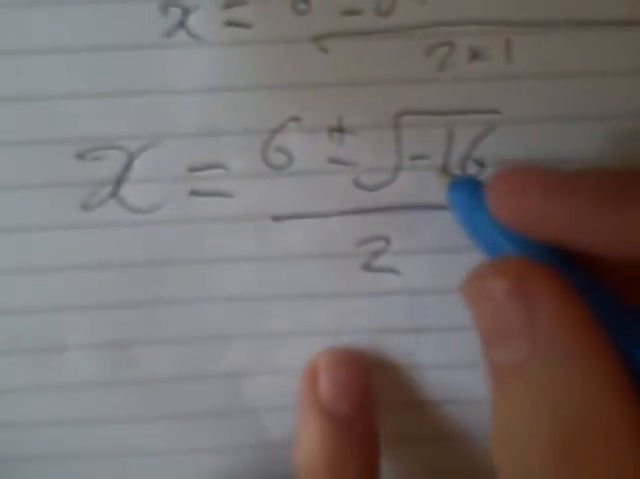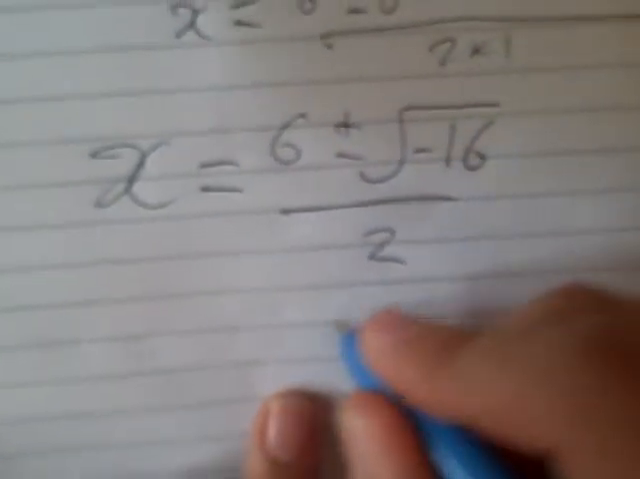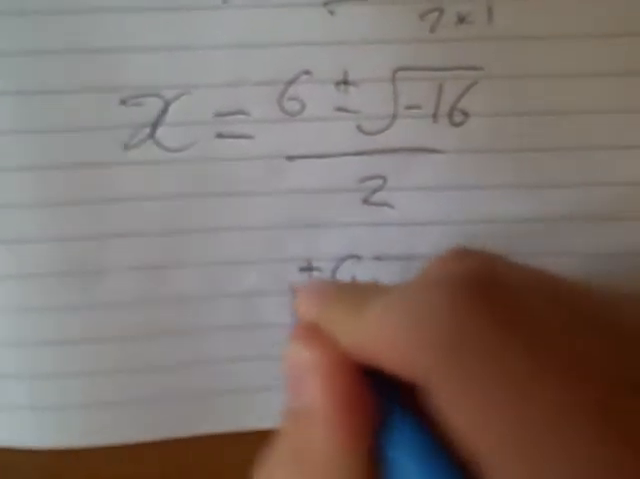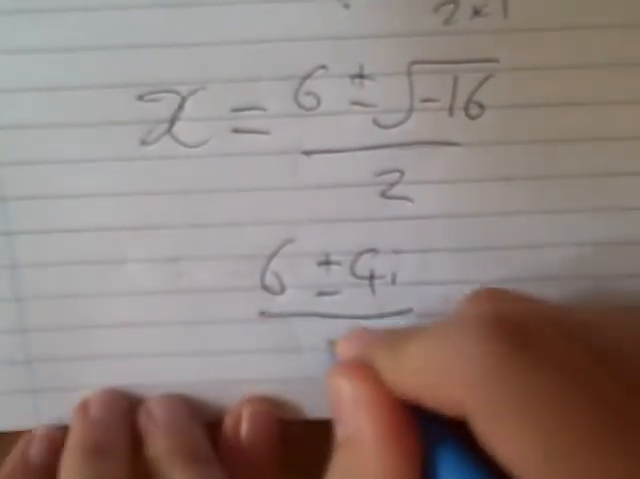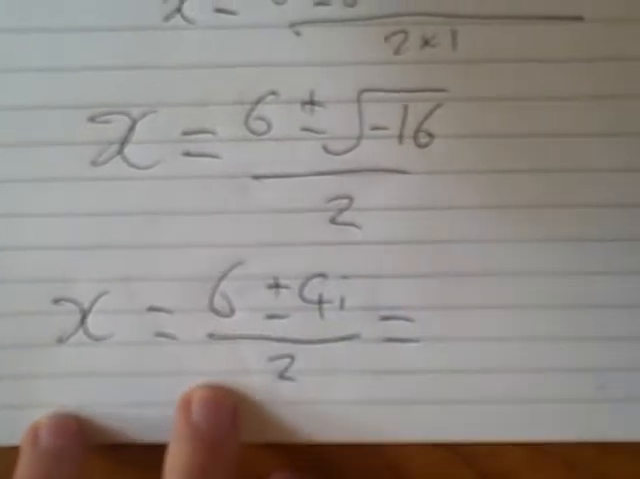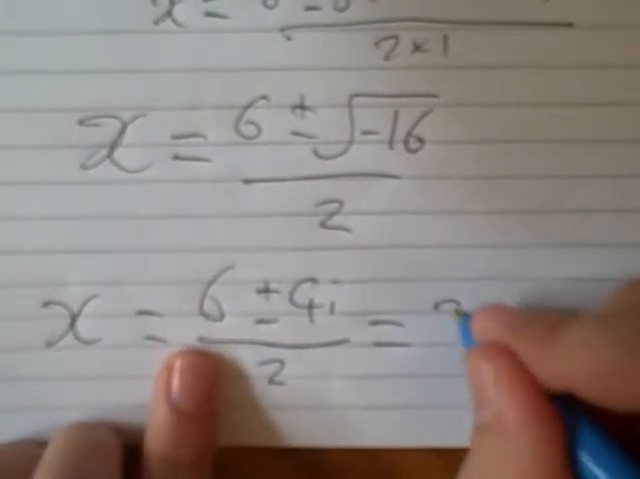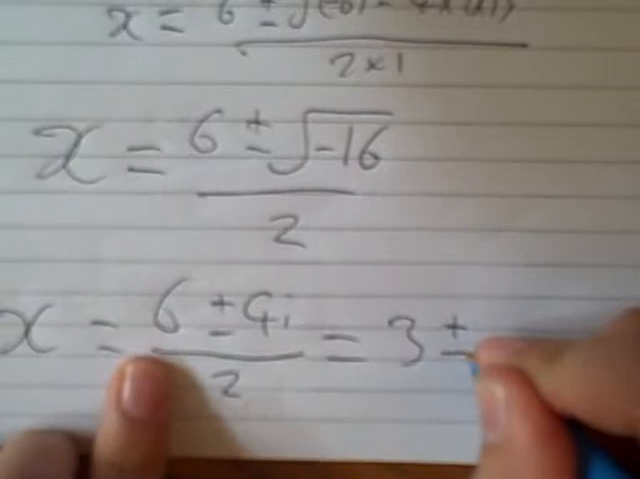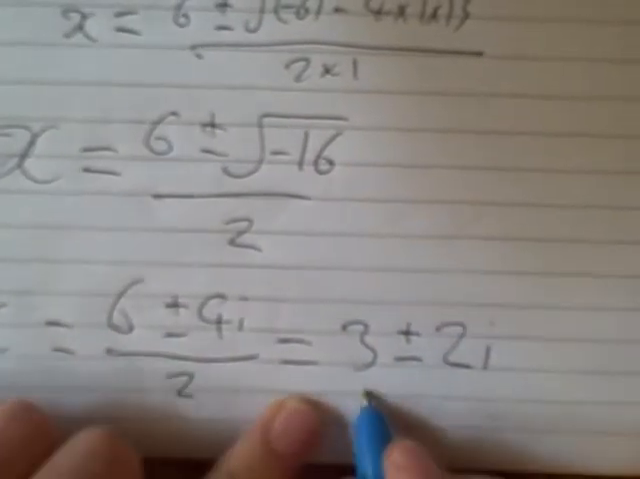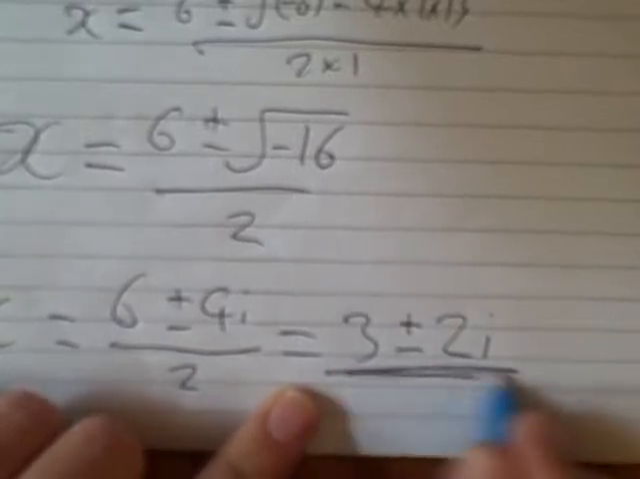And here, using our imaginary number, we can split the root of minus 16 into 2 surds, which would simplify to 4i. So you have 6 plus or minus 4i over 2 equals x. If we quickly simplify that, we get 3 plus or minus 2i. And this here is a complex number.